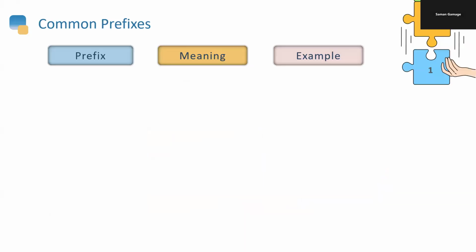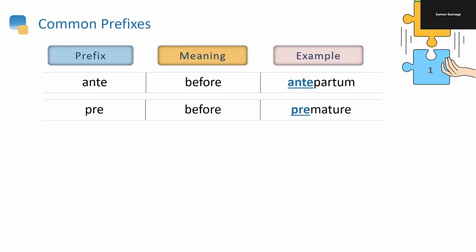Some more prefixes. Ante means before. Antepartum, before delivery, before the baby is born. Partum means delivery. Pre gives a similar meaning, before. Premature is before maturity. So some people say the baby is premature. The baby is born before he is matured.